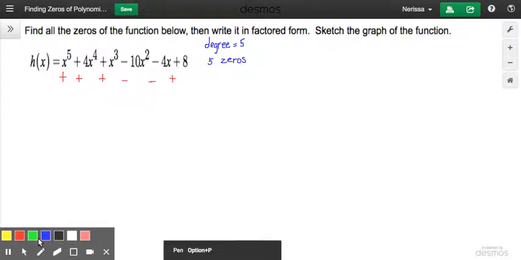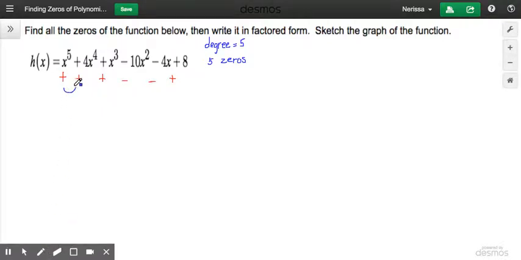So now, from positive to positive, no change. Positive to positive, no change. Positive to negative, there's a change from positive to negative, so that's the first change. Negative to negative, no change. And negative to positive, that's another change. So there's a total of 2 sign changes.